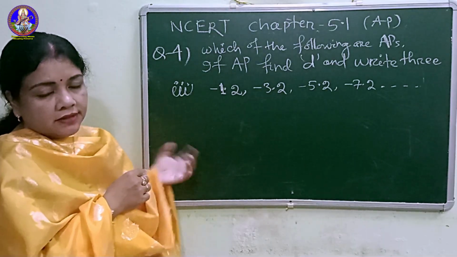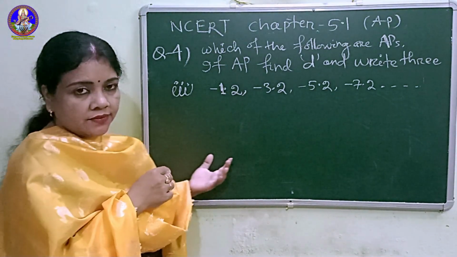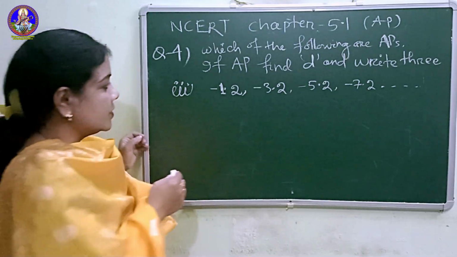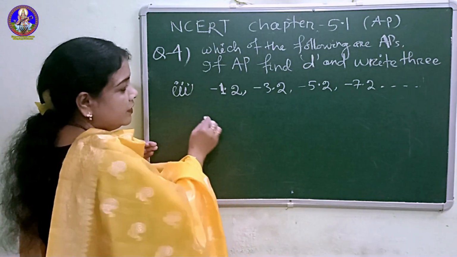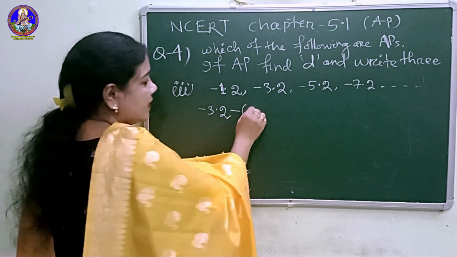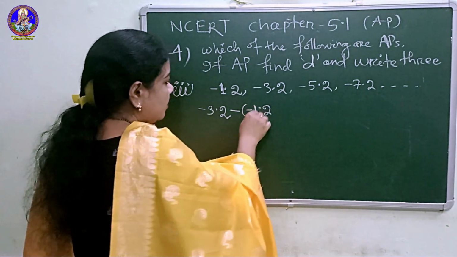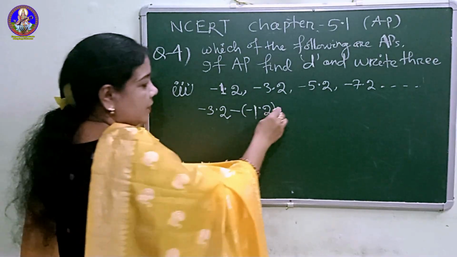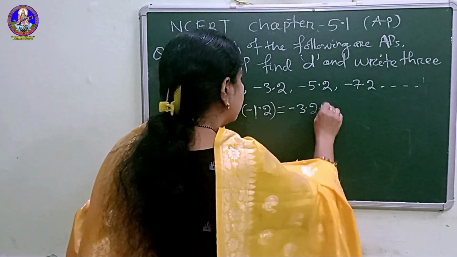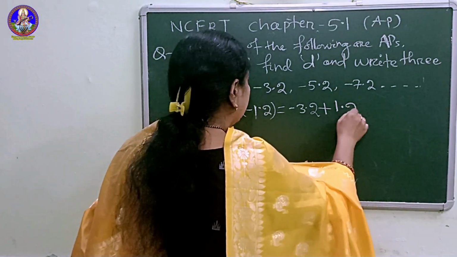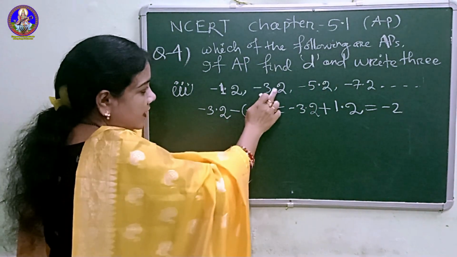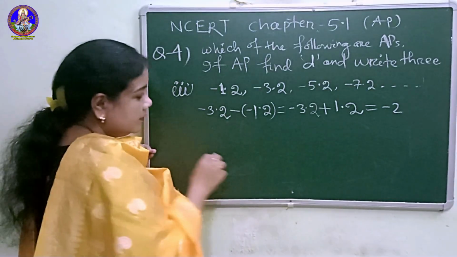We have to check the common difference, how it is coming, whether same or not. If it is coming same, then we have to find the next 3 terms. So here the common difference is minus 3.2 minus of minus 1.2, that is minus 3.2 plus 1.2, that is minus 2. Similarly, we have to find another difference.